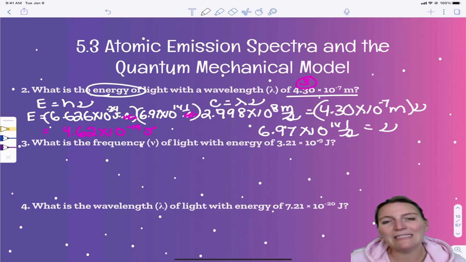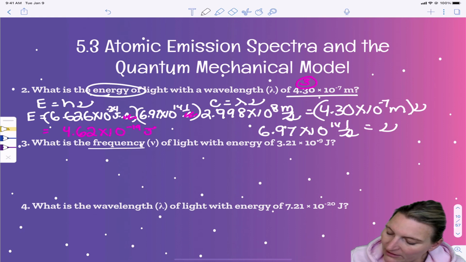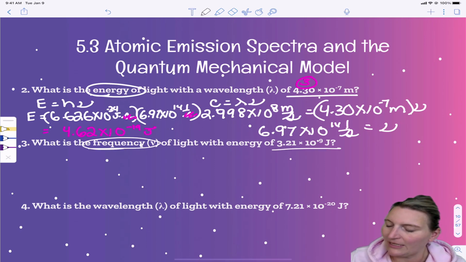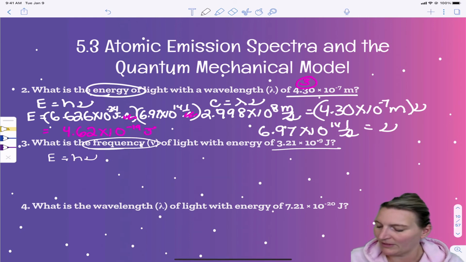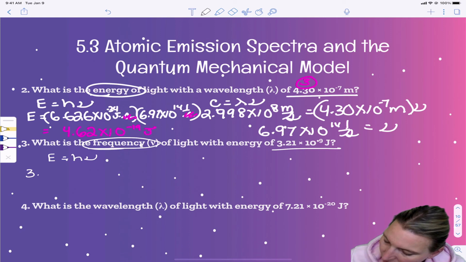The next question doesn't ask for energy, though. It actually asks for frequency. It says, what is the frequency of light? And it gives me the energy. Well, the only formula that I know that has energy in it is the one we've been using. And now I plug in what I know.